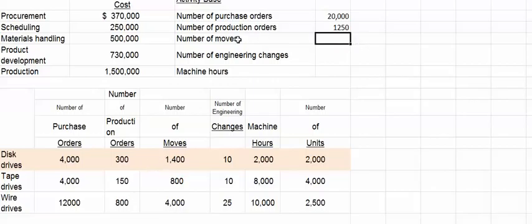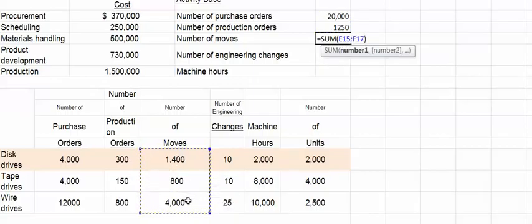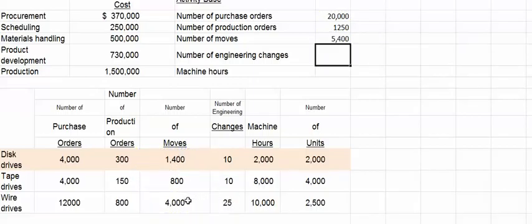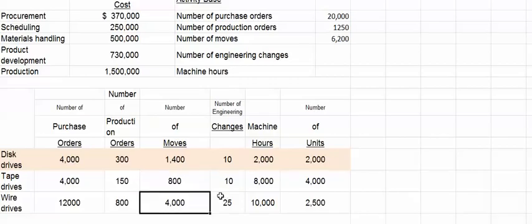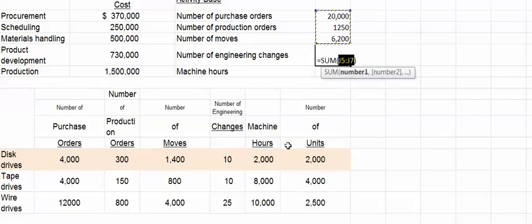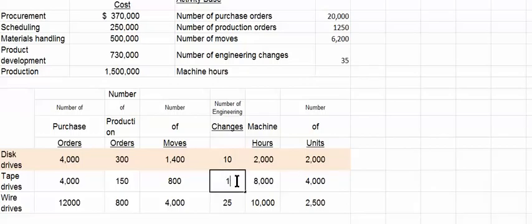If we take the moves, and I'll take the sum of the moves, and I get 5,400. Let's see. We got an addition error here, don't we? Probably a formatting deal. So the total amount is 6,200. That's 1,400 plus 800 plus 4,000. And then we have for engineering changes, I'm going to add these 3 together, and of course we can see that's going to be 45, and we have a formatting issue, which we fixed.